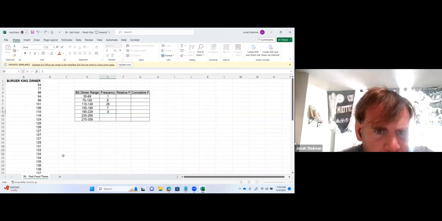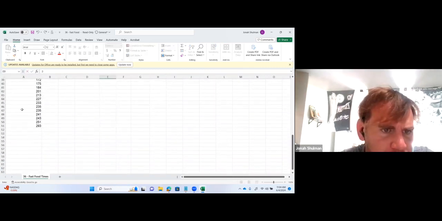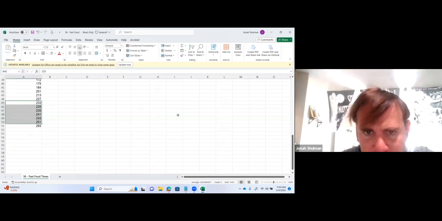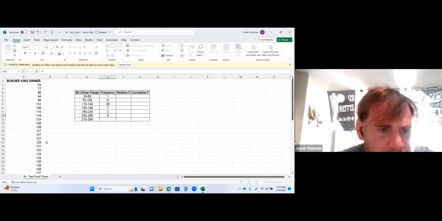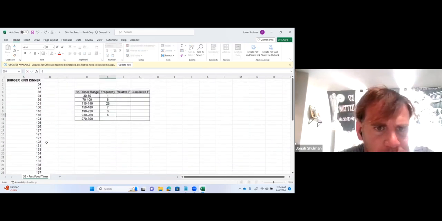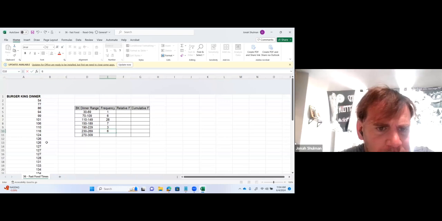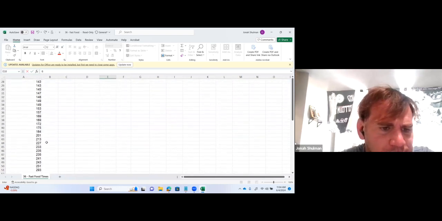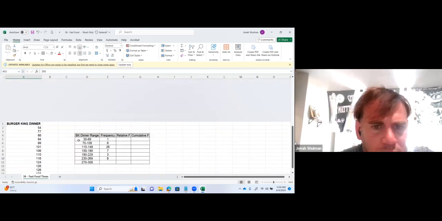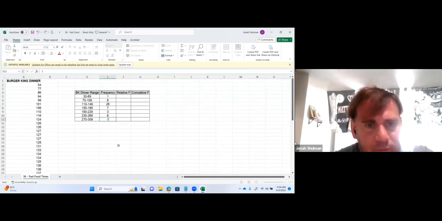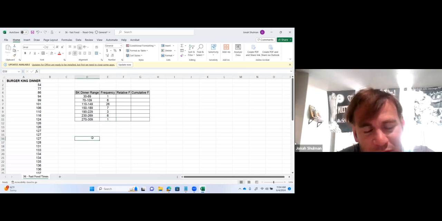And we got 230 to 269, which is 6. So I can already tell this is symmetric. And the last one is going to be 270 to 309. It's just 1. So me personally, I would have done these by 50s. I think the 40s kind of make it look a little weird, but everybody's different, right?